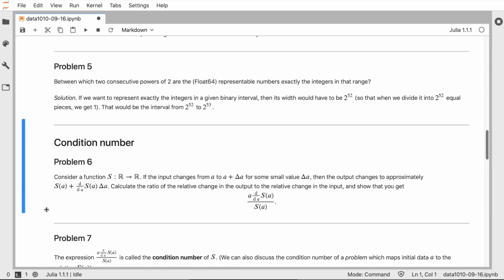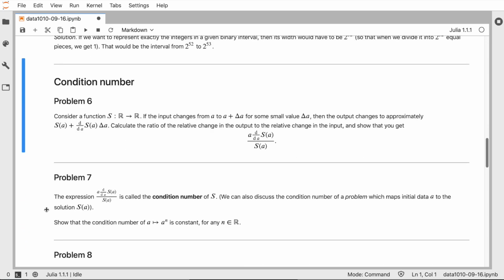So we've talked about how numbers are represented and rounded. Now let's transition to talking about how those round-off errors propagate through a calculation. In the simplest case, we can look at a function from R to R, and we can think about what happens if the input changes from a to some nearby number a plus delta a. The output changes from s of a, whatever it was before, to approximately s of a plus the derivative of s times the change in input.